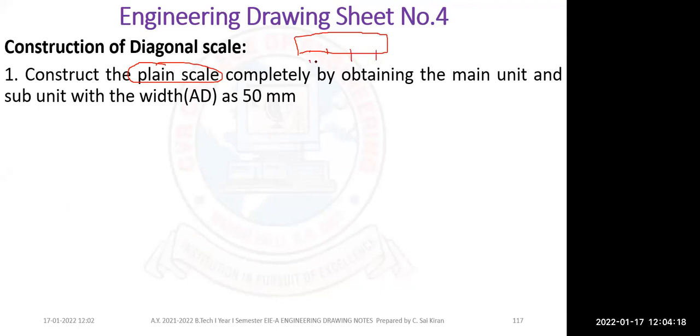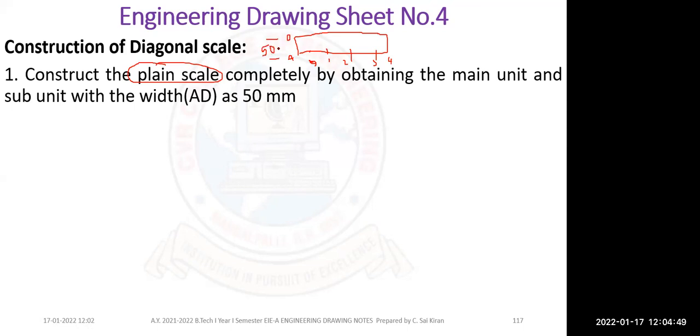For example, first one I'll mark as 0, next 1, 2, 3, and 4. It means that I have divided this LOS, length of scale, into 5 equal parts. And AD, this is my A point, this is my D point. The height of the rectangle, I am making it as 50 mm. In the previous plane scale, I took it as 5 mm.